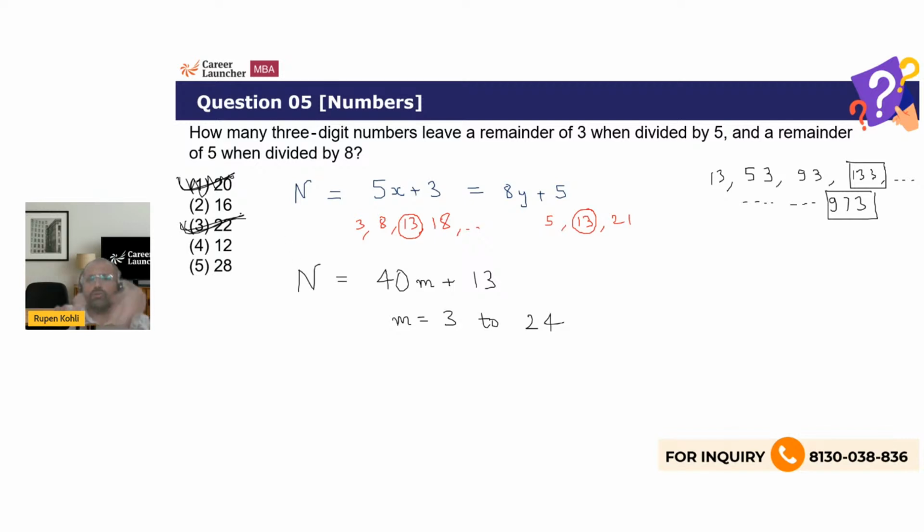So in case you did not know, now you know that you have to first find the smallest number satisfying both the conditions, and then the general form of the number is that it's a multiple of the LCM of the divisors plus that smallest number that you have found. Perfect.